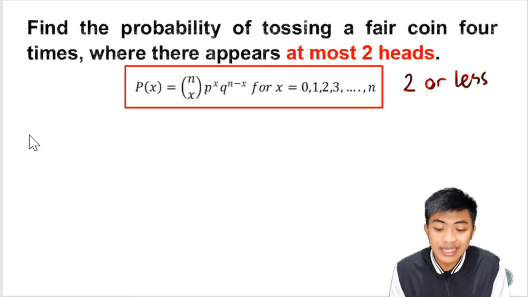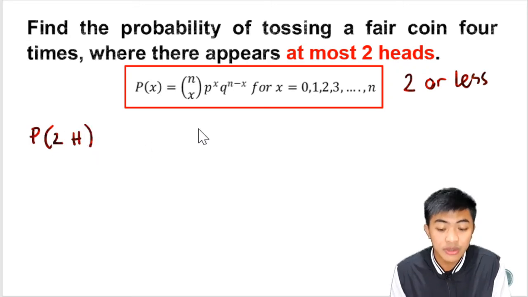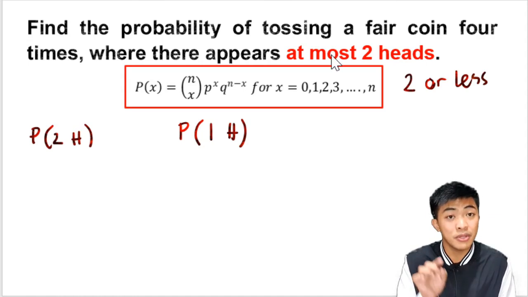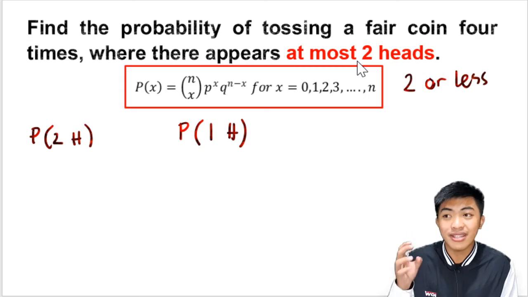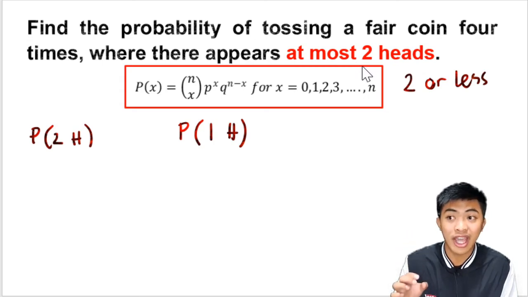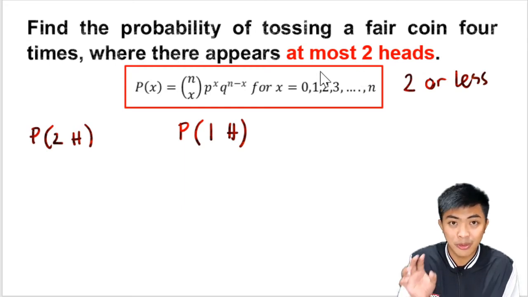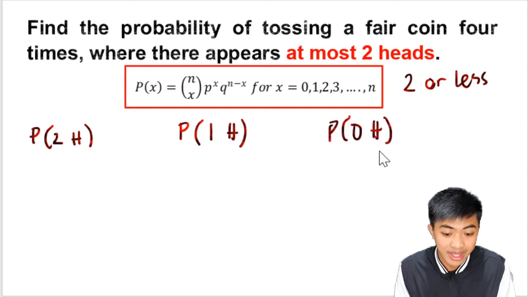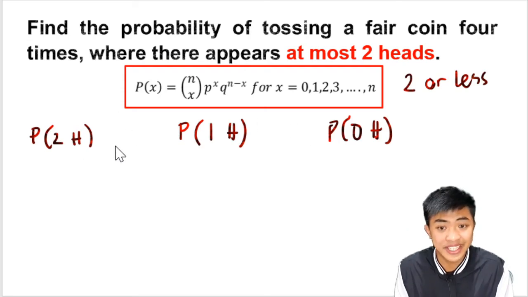So dito, hindi lang natin kukunin yung probability na makakakuha siya ng 2 heads, kundi kukunin din natin yung probability na makakakuha siya ng 1 head. Bakit? Kasi nga at most 2 heads, maximum of 2, hindi lang natin kino-consider yung 2 heads, kundi pati din yung probability na makakakuha tayo ng less than 2. So less than 2 heads, yun ay yung kung makakakuha tayo ng 1 head or 0 heads. I hope that's clear.